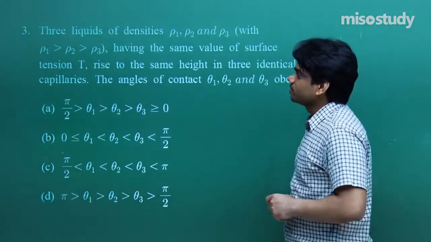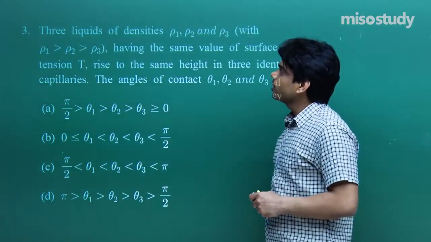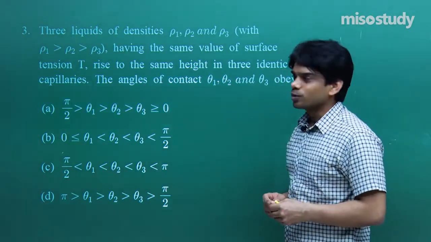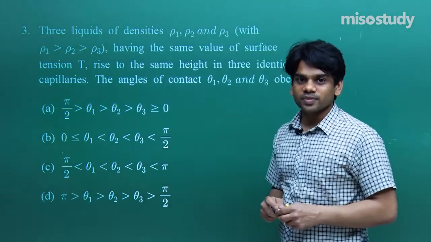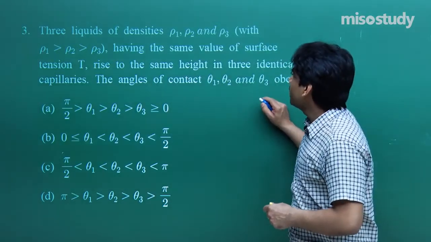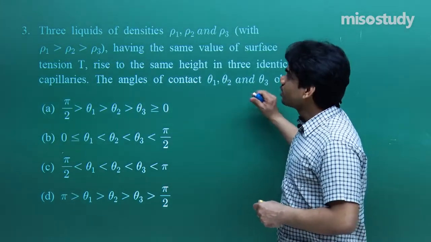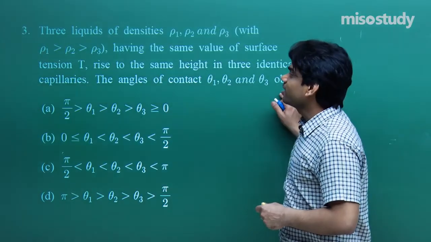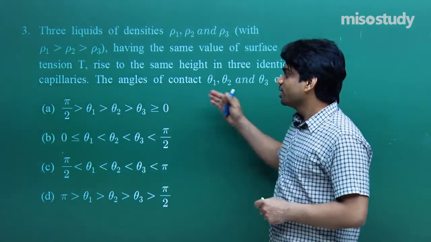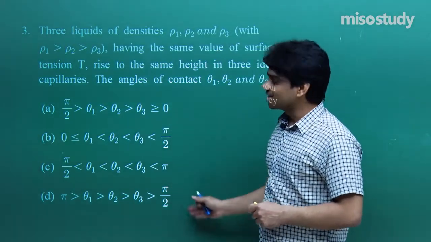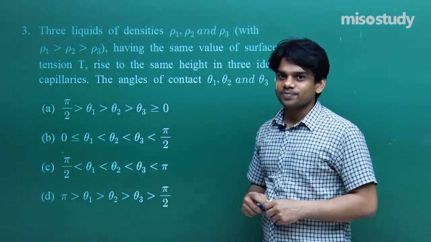Next question, question 3. Three liquids of densities rho 1, rho 2 and rho 3, with rho 1 greater than rho 2 greater than rho 3. This is given. Having the same value of surface tension T, they rise to the same height in three identical capillaries. The angles of contact theta 1, theta 2 and theta 3 obey this. We have to compare the angles of contact.